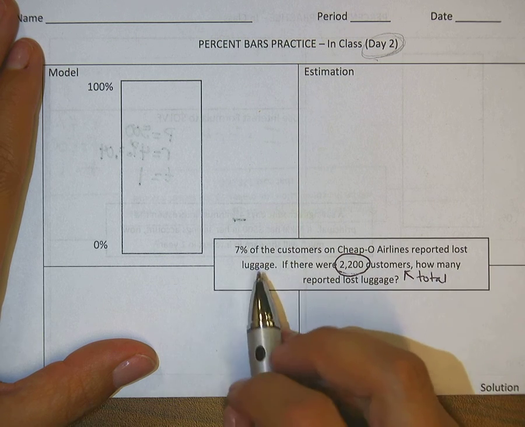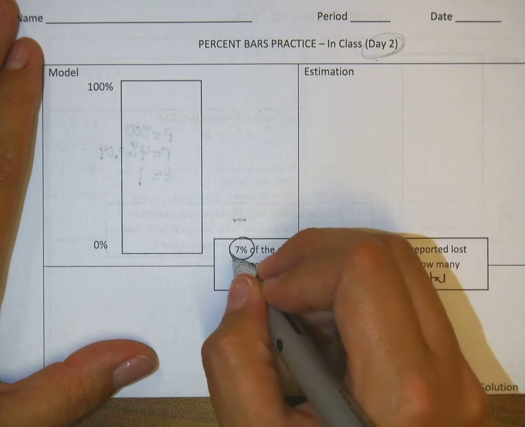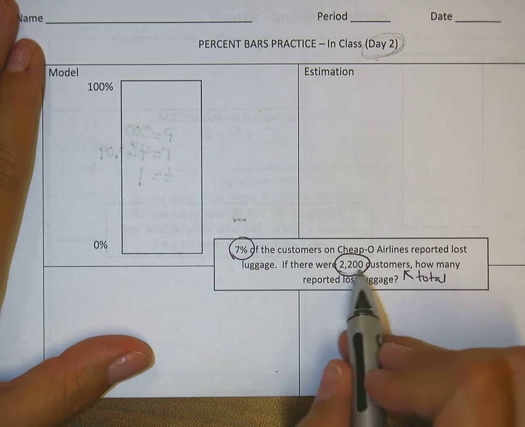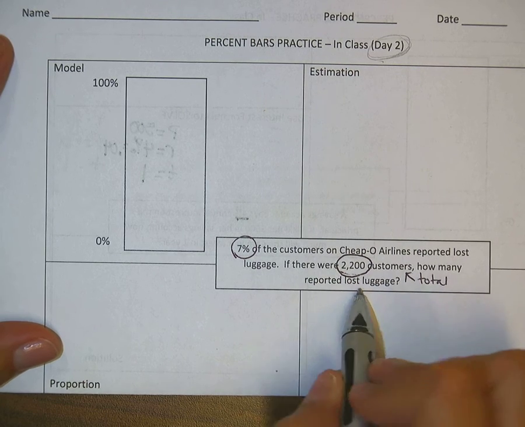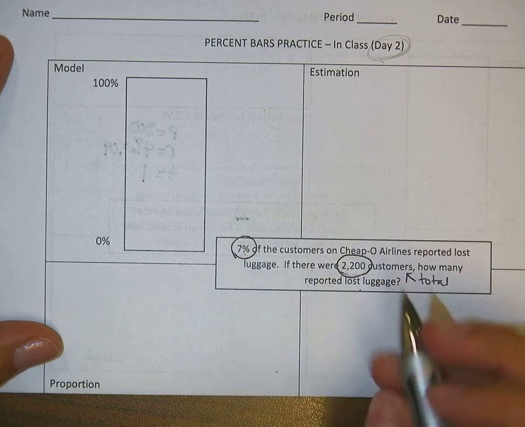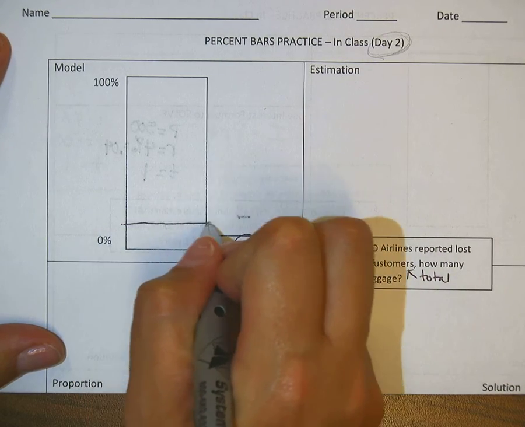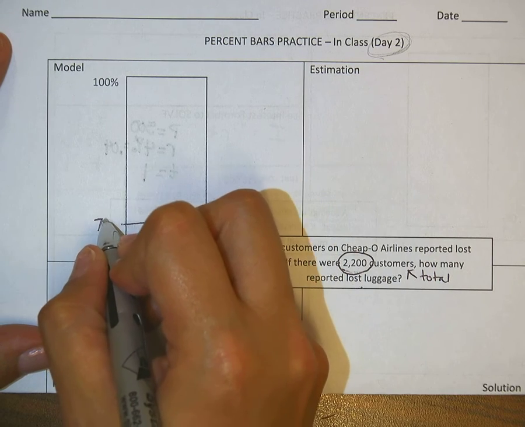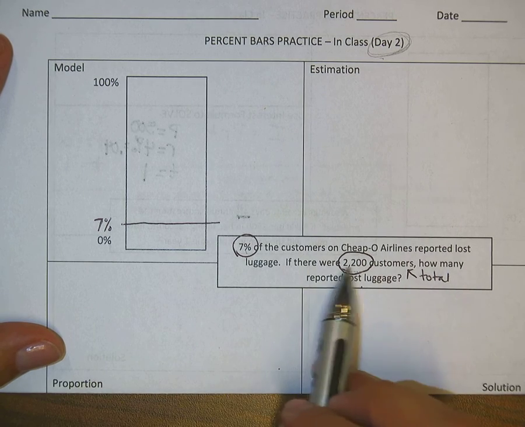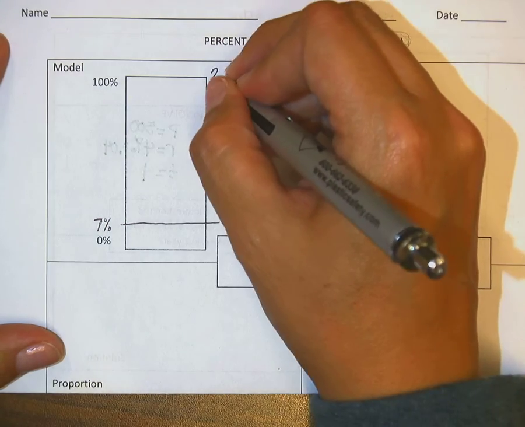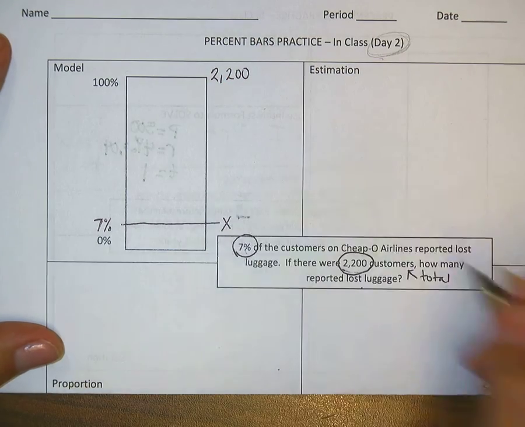So let's reread it. It says 7% of the customers reported lost luggage. Okay, so 7% is not the total, obviously, because 2,200 is my total. And here I'm looking for how many people are represented by the 7%. So I'm going to go ahead. I know 7% is way down here, but because I want to have enough room to do everything, I'll mark 7% there. My total we said was 2,200, so my total is always going to be my 100%. And then this is my unknown.